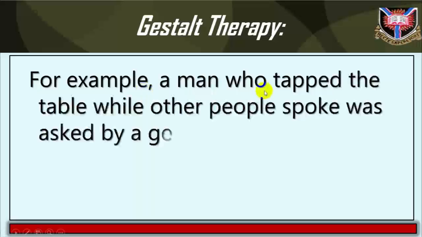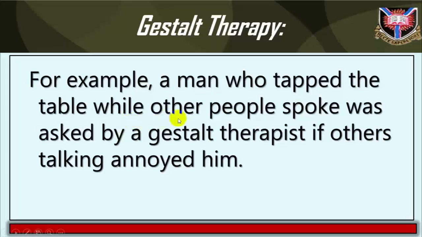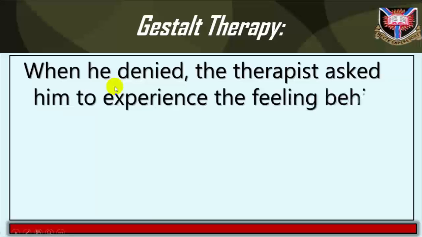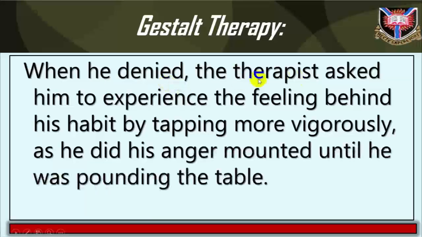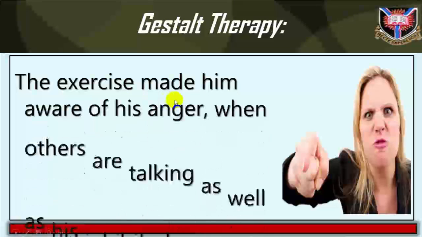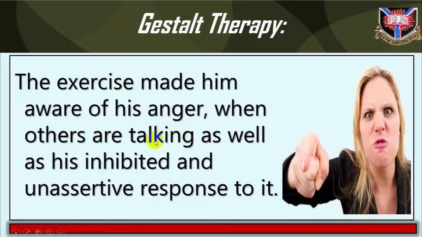For example, a man who tapped the table while other people spoke was asked by a Gestalt therapist if others talking annoyed him. When he denied it, the therapist asked him to experience the feeling behind his habit by tapping more vigorously. As he did, his anger mounted until he was pounding the table. This exercise made him aware of his anger when others are talking, as well as his inhibited and unassertive response to it.